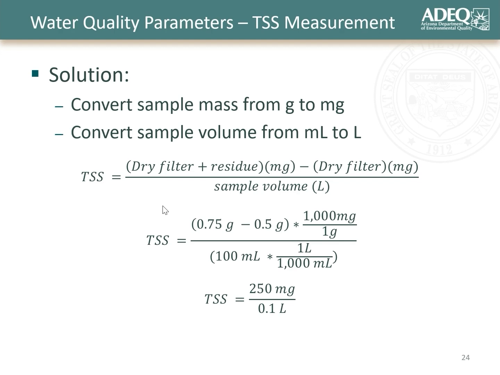But we want this in terms of milligrams. So we take the 0.25 grams multiplied by 1,000 milligrams divided by 1 gram. In that situation, the grams will cancel out, and it'll leave us 250 milligrams on top. On the bottom, we have 100 milliliters, but we need to convert that to liters. So we divide that by 1,000 milliliters for every 1 liter, and that leaves us with 0.1 liters, which finally resolves to a solution of 2,500 milligrams per liter.